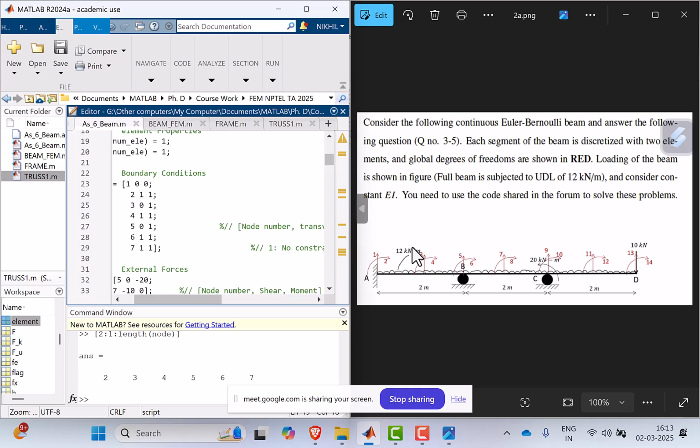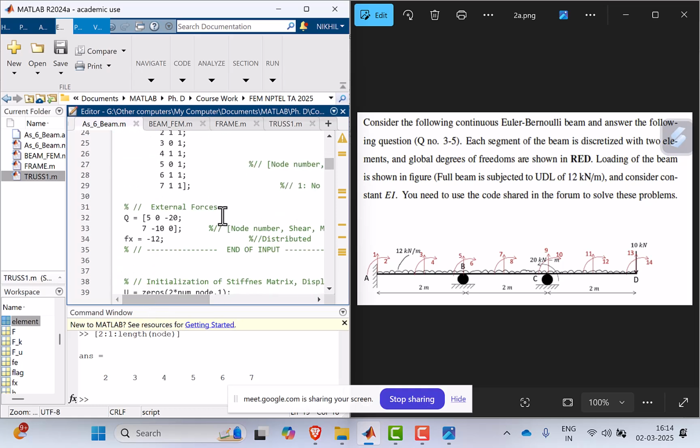If we see the second node, in this case both are not constrained, so it will be 1 1. For the third node, only w is constrained, so it goes to 0, and the non-constrained value, which is theta, is 1. For the fourth node, which is 1 2 3 4, nothing is constrained, so both are 1. For the fifth one, again w is constrained, so it is 0. In the sixth and seventh, both are free ends, no support is there, so they are also not constrained, so we gave it as 1.